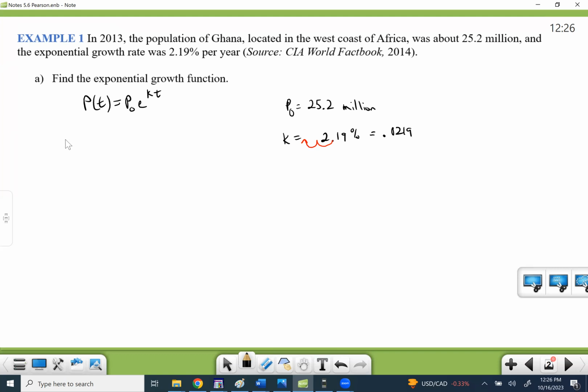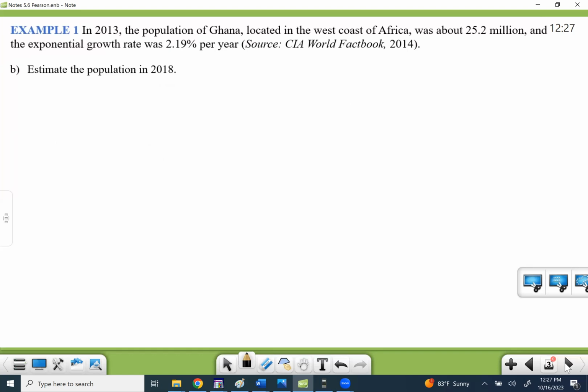All right, so we're ready to write an exponential growth function that somebody could use to model the population of Ghana after 2013. So this is the answer to that. So how this works is somebody plugs in any time they want after 2013, and this will spit out the population of Ghana. And that's exactly what we're going to do here. Okay. So I'm going to go ahead and rewrite that model here.